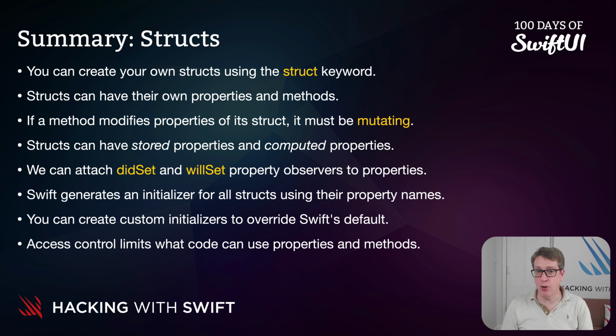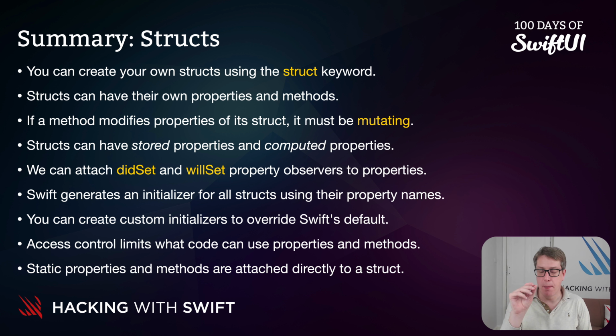We can use access control to limit what we or other people can do with our properties and methods, making them internal only or whatever you want to. And finally, you can attach properties or methods directly to a struct using static, so you can use them without making an instance of the struct.